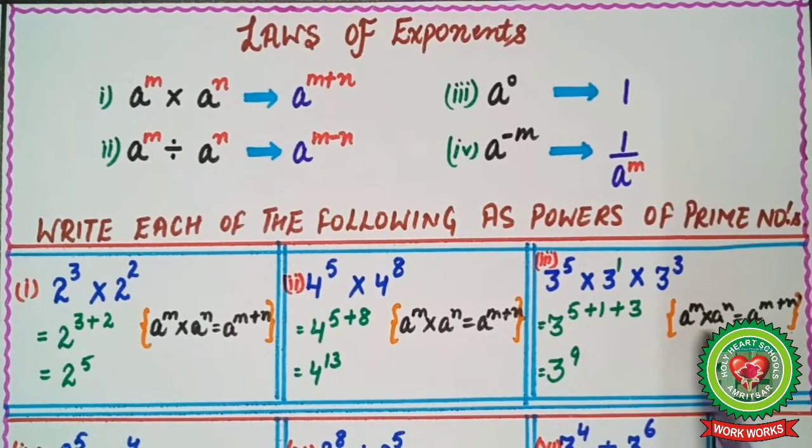So you will use the same rule, that is a raised to power m multiplied by a raised to power n. That means when the bases are same, the power will be added. So you will get here 3 raised to power 9. Clear?